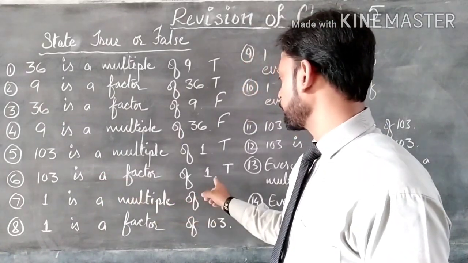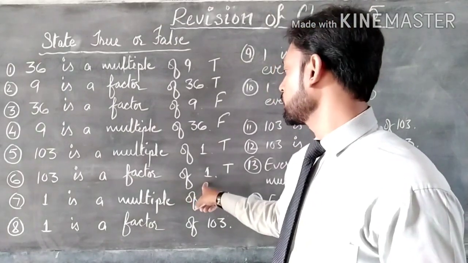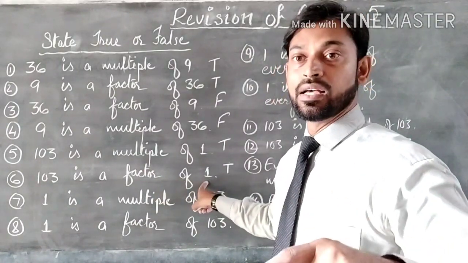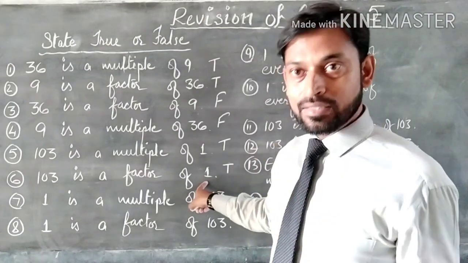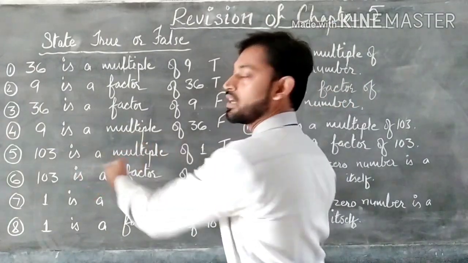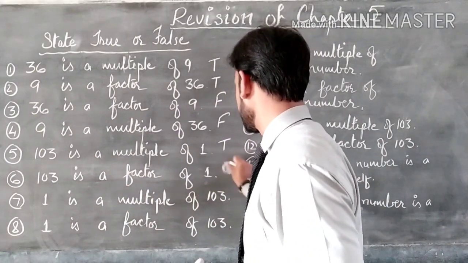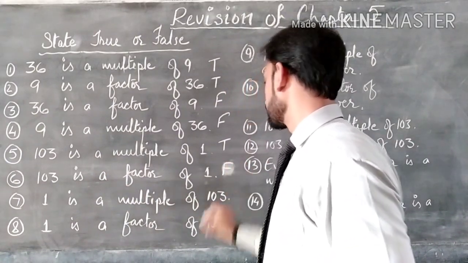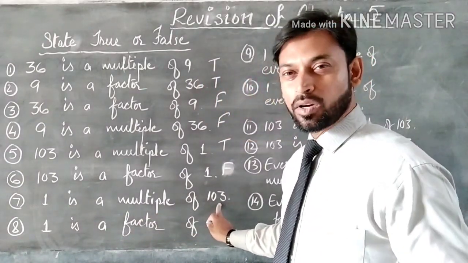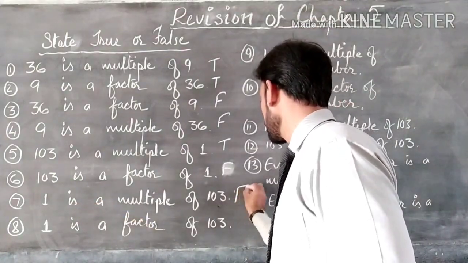103 is a factor of 1. Oh no, this is not correct, because factors are always less than or equal to the given number. The given number is 1, so the factor must be equal to or less than 1. This is greater, so this is false. Now 1 is a multiple of 103. Multiples are always greater than or equal to the given number and this is smaller, so this is false.